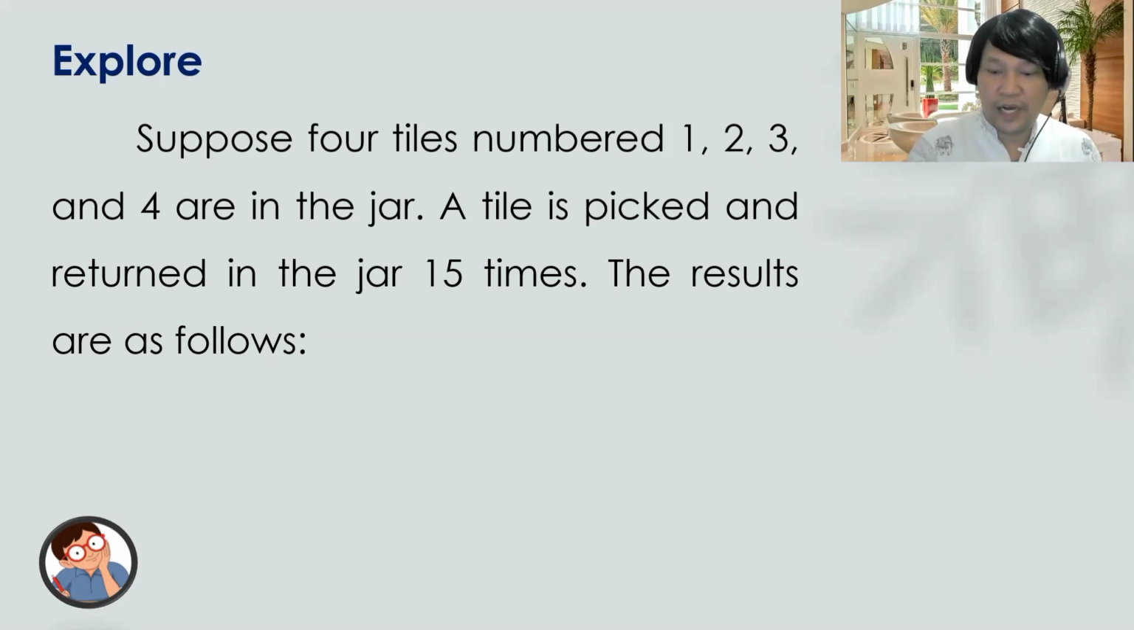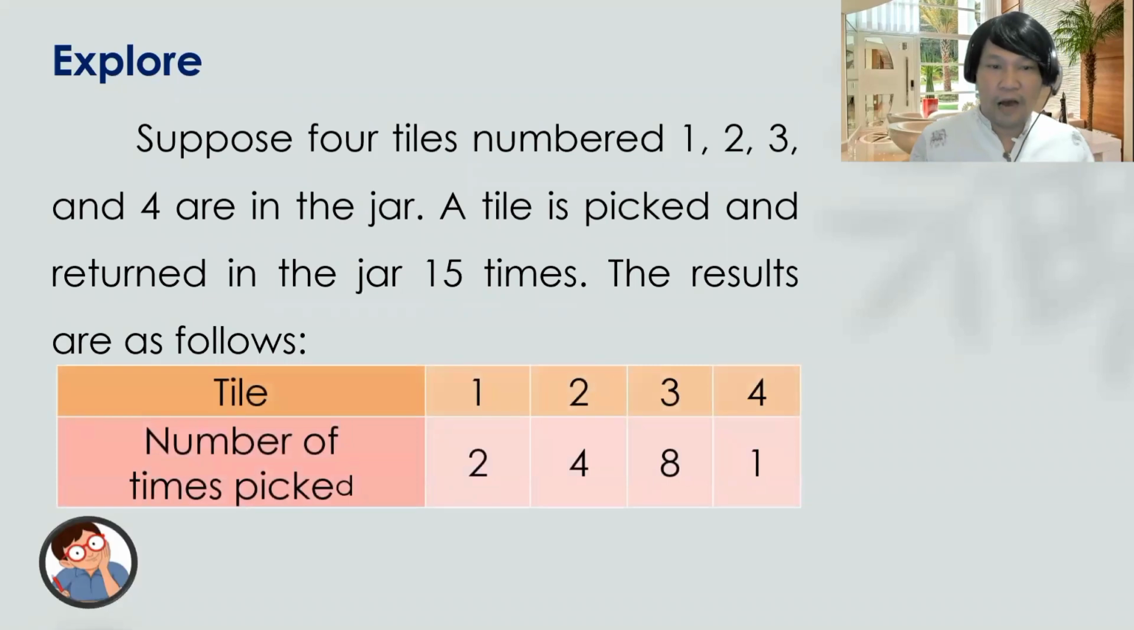And the results are as follows. For tile 1, the number of times it was picked is 2. For tile 2, we have 4, meaning tile 2 was picked 4 times. For tile 3, 8 times. And for tile 4, we have 1 time. Therefore, the total number of times the tiles were picked is 15.